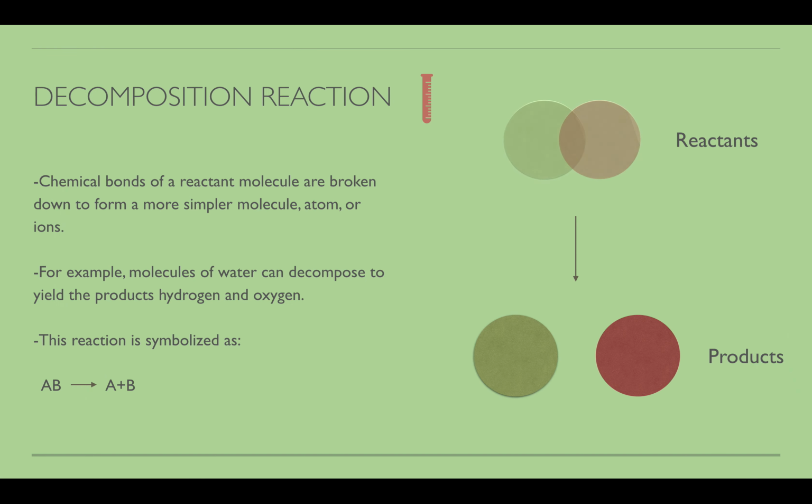So, decomposition reaction. This is the opposite of what we just talked about. So, it's when AB is already together and it's separating. So this is chemical bonds of a reactant molecule are broken down to form a simpler molecule, atom, or ion. For example, molecules of water can decompose to yield the products hydrogen and oxygen, which make up water. So to the right, you can see AB yielding A plus B. It's just an illustration.